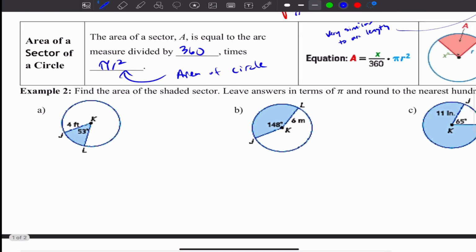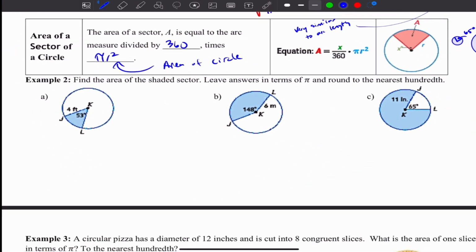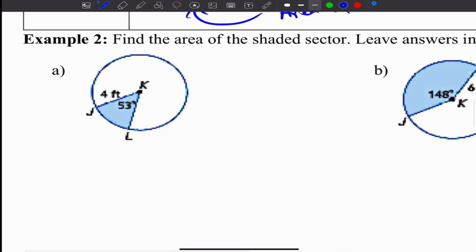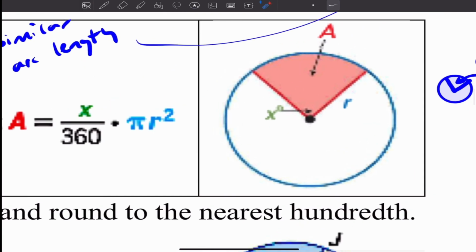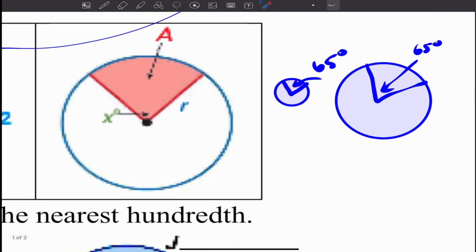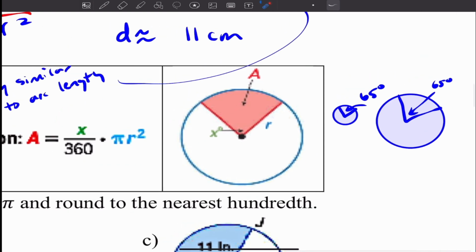Let's take a look at example 2. It says, find the area of the shaded sector, leave your answer in terms of pi, and round to the nearest hundredths. So, we have this circle here. You're given the radius, so r is equal to 4, and you're given basically the central angle. Okay, so let me make a quick note. This right here is our central angle. In this case, that's 65, and this is 65 degrees. Okay, we're dealing with degrees.